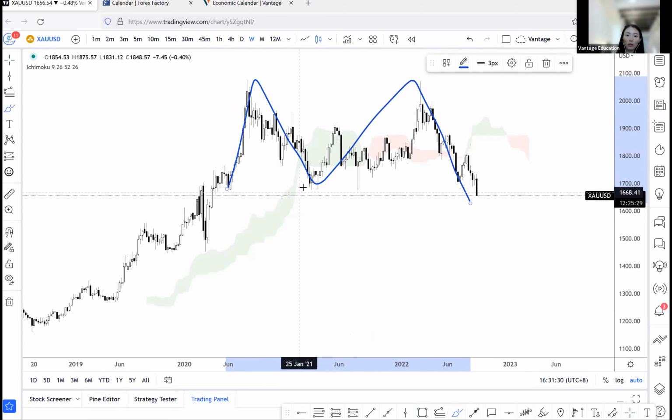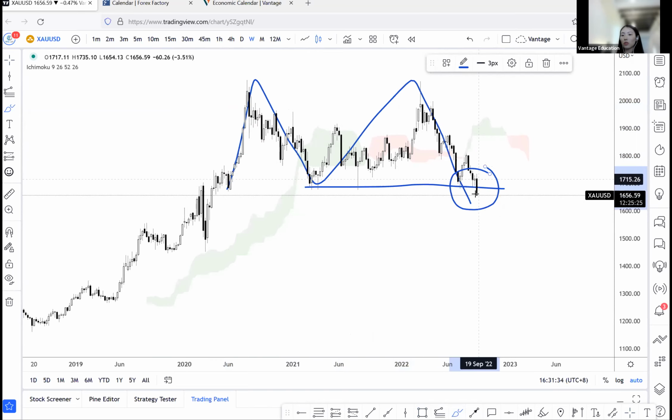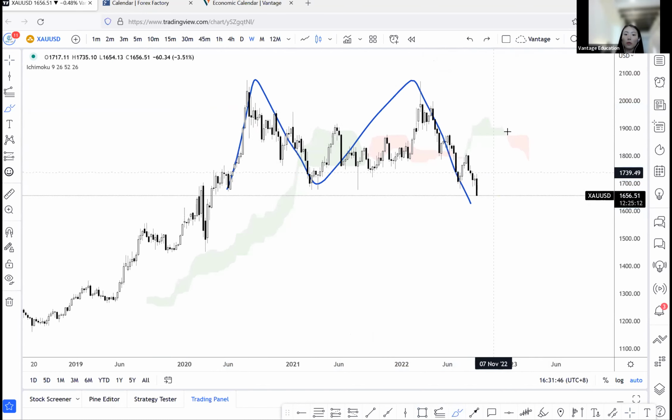Twice rejection, and then now there is a clear break and close below. But keep in mind that this is on the weekly chart, right? So if we want to wait for a break and close below for a more bearish move down, we need to wait for price to close on the weekly time frame first. So right now this week hasn't ended yet, right? So depending on how this candle plays out, but in general I would say yes, right?